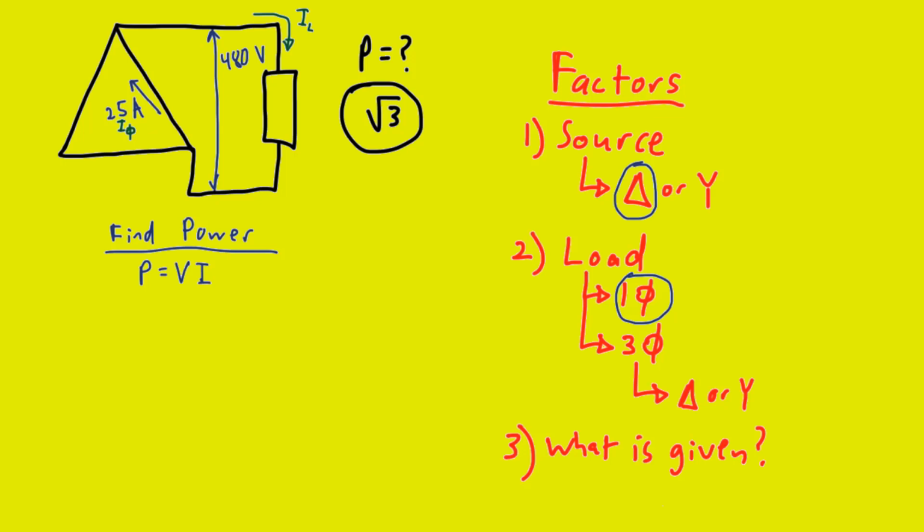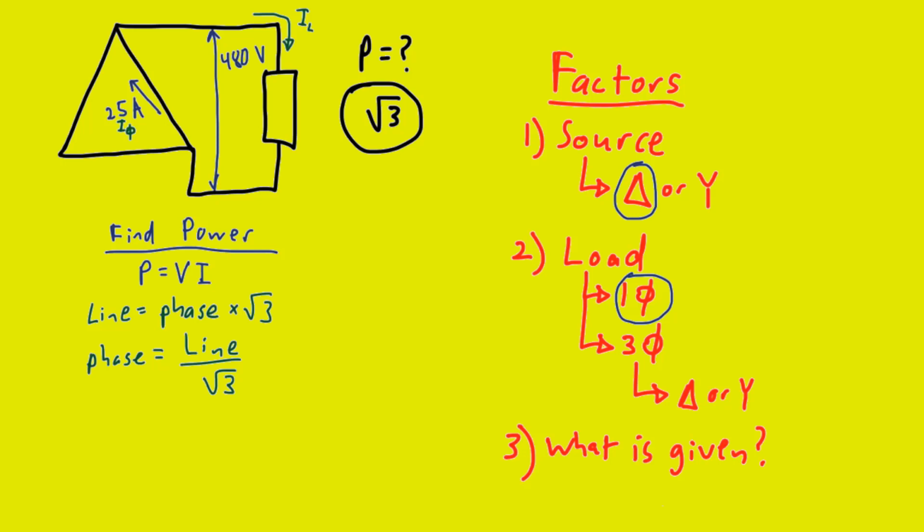Moving from line to phase requires dividing by root 3. This is because the line value is greater than the phase value. So just to repeat that really quickly, when moving from phase to line, we multiply by root 3. We're going from small to large. When moving from line to phase, we divide by root 3. We're moving from large to small.